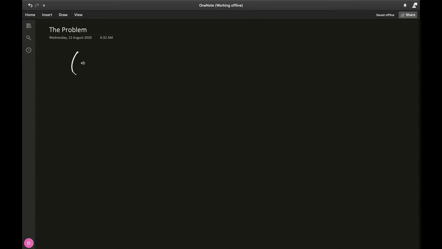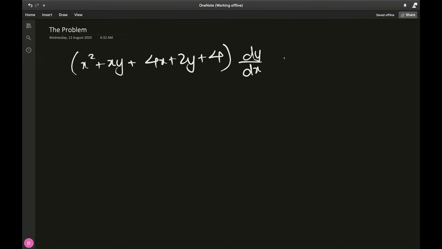So let me just write it down. x squared plus xy plus 4x plus 2y plus 4, times dy over dx, minus y squared is equal to 0, and we have a given condition that x is always greater than 0. Okay, so how are we going to tackle this?